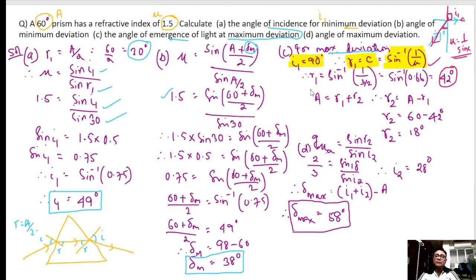Now we know this relation A equal to R1 plus R2. I know A, I know R1, I can find out R2, which is coming 18 degree. Okay, so from this, now if I want to find the maximum deviation, angle of maximum deviation, so what is the maximum deviation formula? The maximum deviation formula is this. This is our maximum deviation formula.